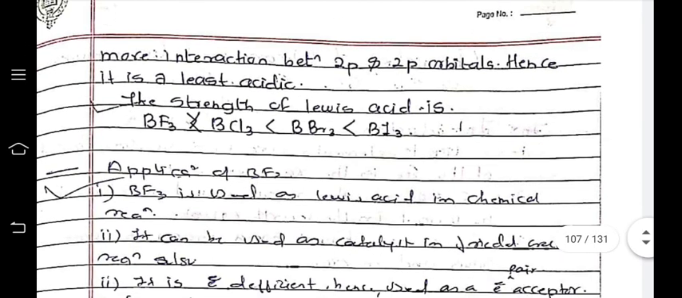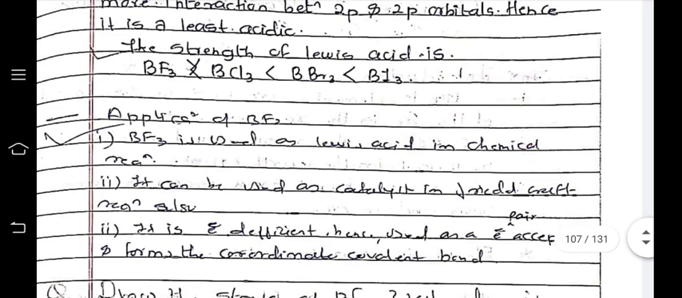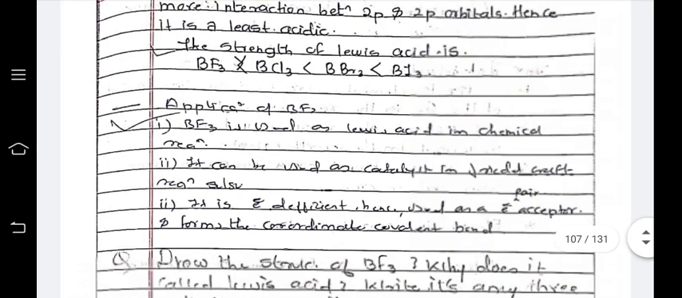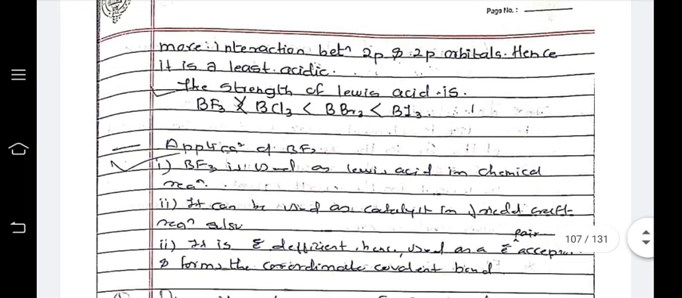The strength of the Lewis acid is BF3 less than BCl3 less than BBr3 less than BI3. This is the order of the strength of the Lewis acid character.